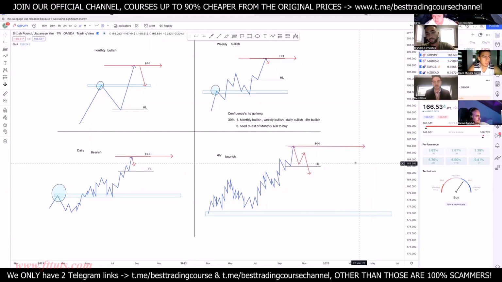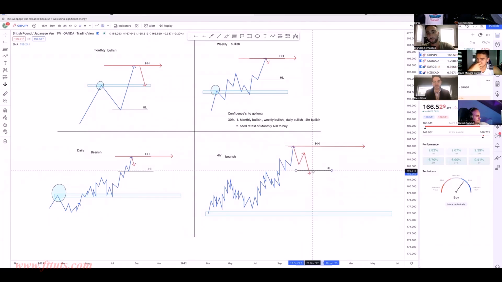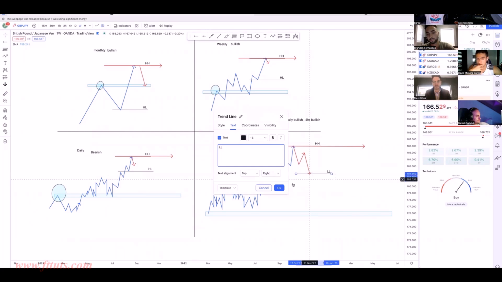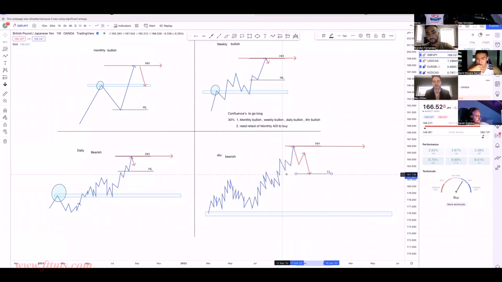Perfect. Okay, exactly. Break of structure. We've broken out of this move. So now the 4-hour has gone bearish. So this is where we put here, lower low. And then where does the lower high? Does the lower high go to 1, 2, or 3?